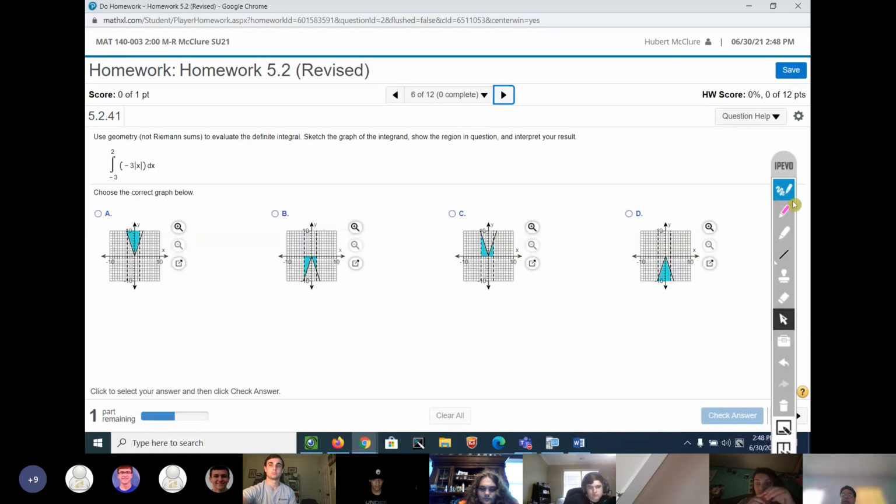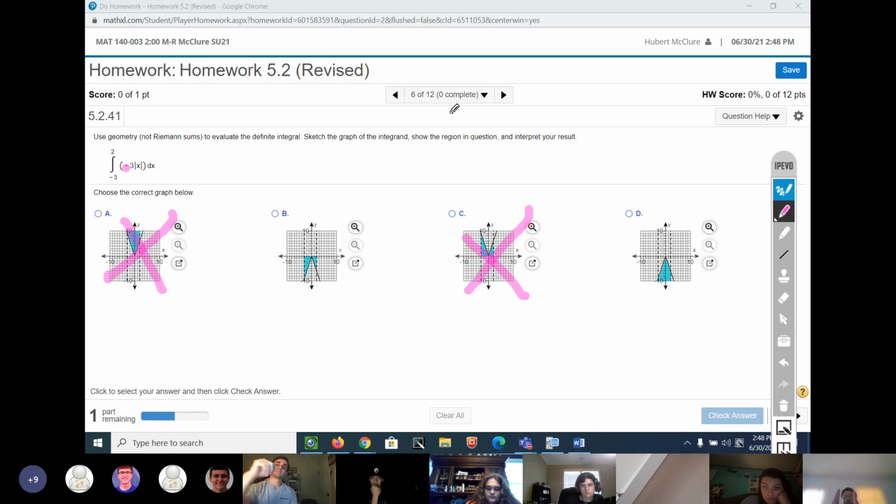Okay, so we can take our handy dandy red pen and we can mark this one out. And we can mark this one out because of that negative right there. That negative tells us that it's opening downward. What does 3 tell us? 3 tells us that it's squished up.